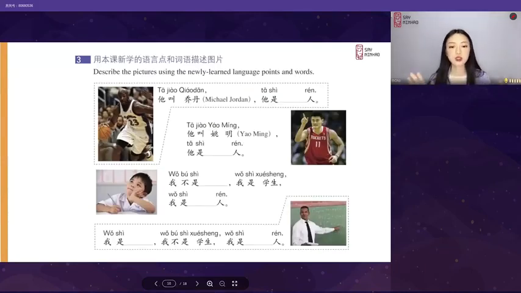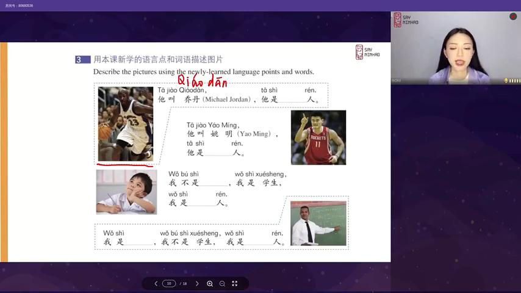Next part is try to use the word and the language point we've learned today and fill in the blanks. Okay, we can see here are some pictures. So first, here is Michael Jordan. And Michael Jordan's name's translation in Chinese is 乔丹. Read after me, please. 乔丹. This is Jordan.